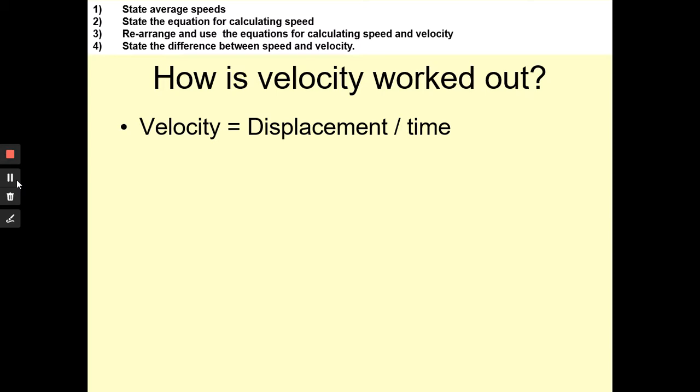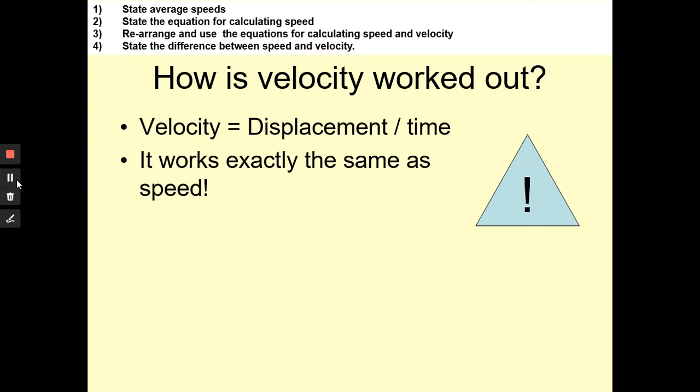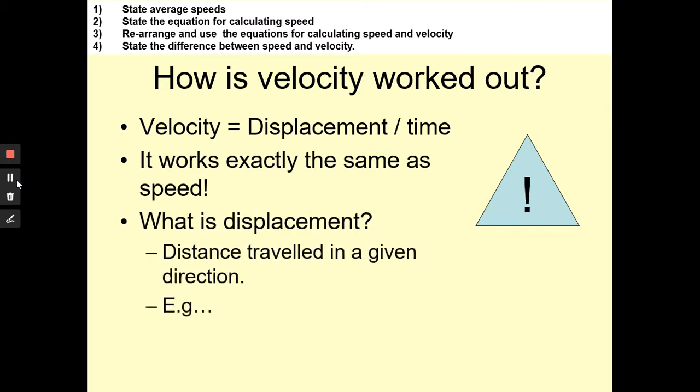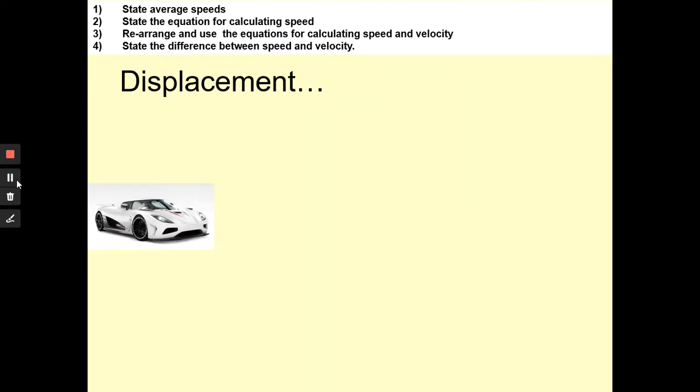If we looked at the speed calculation, speed equals distance divided by time, and speed and distance are scalar. Here we've got velocity equals displacement divided by time, and so we've got two vectors kicking in, right? So it works exactly the same as speed, but the displacement there is a vector. So let's see what that actually means.